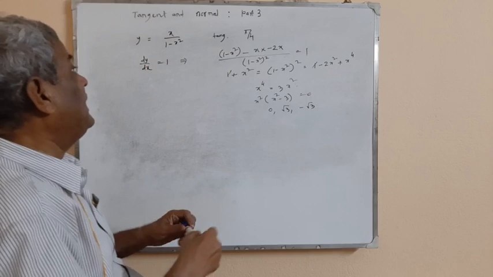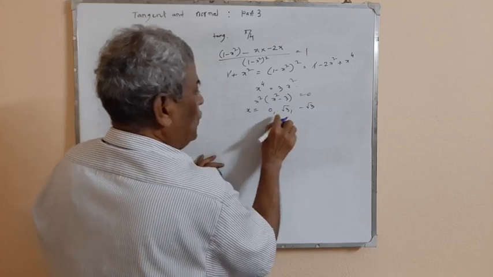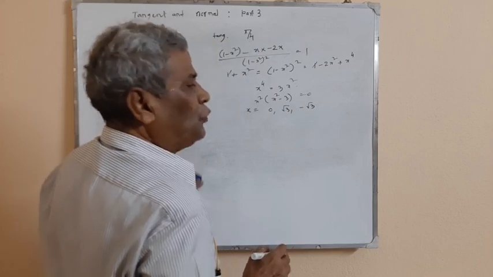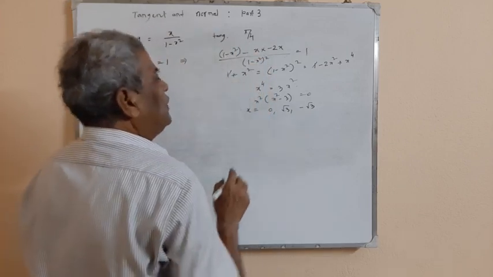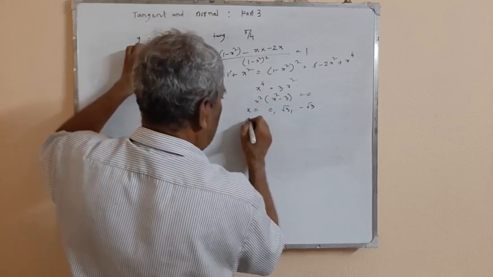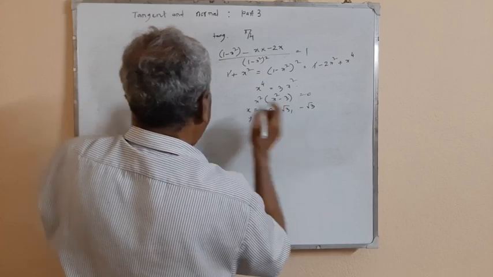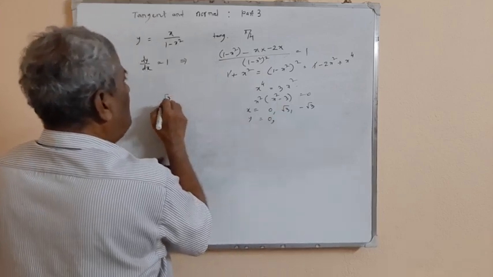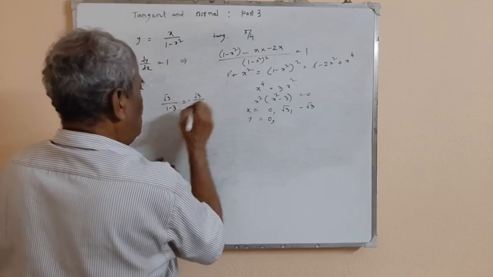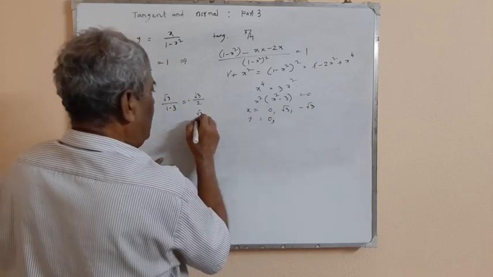So now we obtain that when the value of x is 0, this and that, at the point where the tangent makes an angle pi by 4 with the x-axis. So the x coordinate we get. So y will be equal to 0 when x is root 3, y is equal to root 3 by 1 minus 3, that is root 3 by 2. And when x is equal to minus root 3, y is equal to minus root 3 by 2.